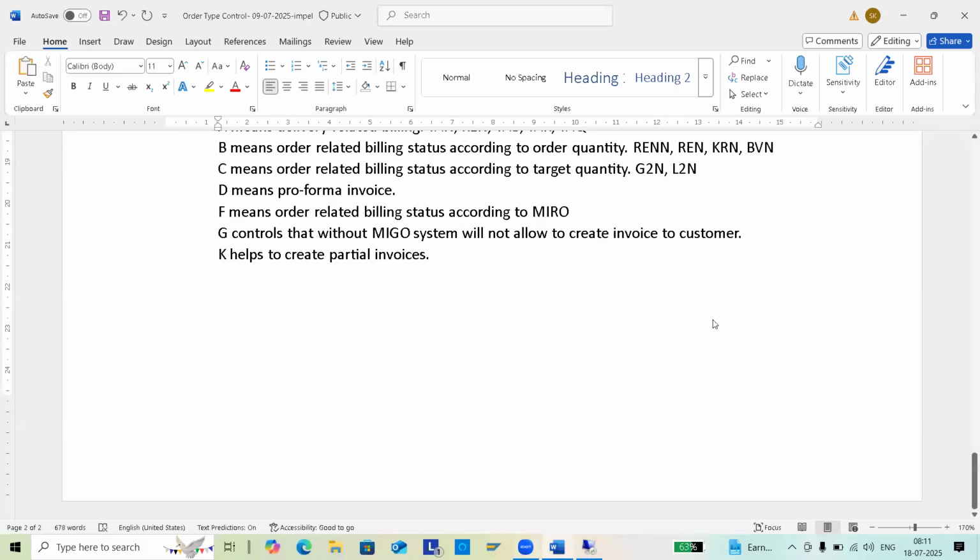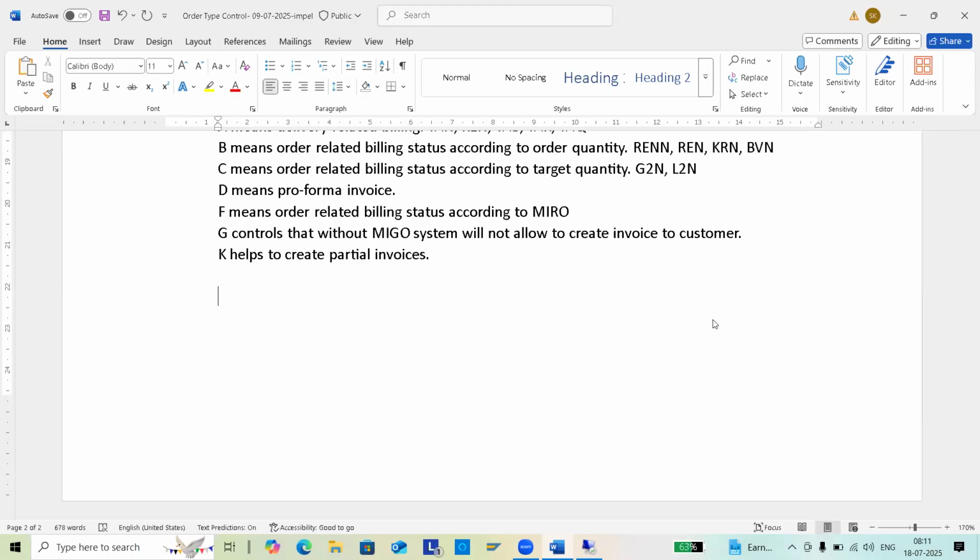Yes, what you said? It controls whether the item is relevant for billing or not. Okay. If it is only that, is that enough or is there any other? If it is K, yes, still it is there. Means there are a few things in it.